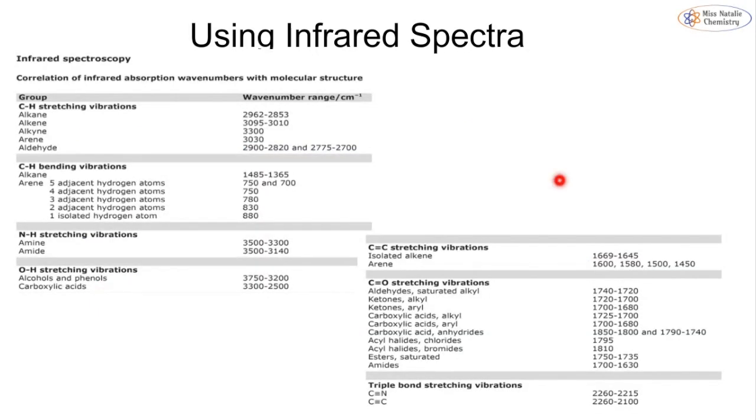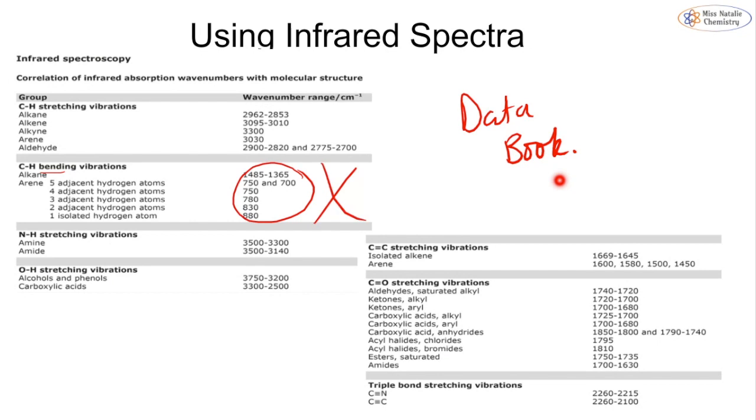So this is a page taken from your data book. Of course, you all have a copy of your data book, and if you don't, you can find a copy of it on the Edexcel website. You will have this in your exam, so you are not expected to memorise any of the wave numbers. You'll be given this table in your data book, and you can use it to determine what the peaks are. Notice it does have the bending vibrations in for your CH, but as we said, these are going to be in the fingerprint region, so we're not actually interested in those. You'll be focusing on the stretching vibrations between all of the others.